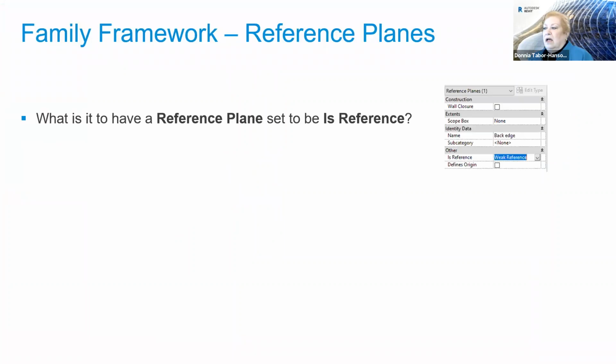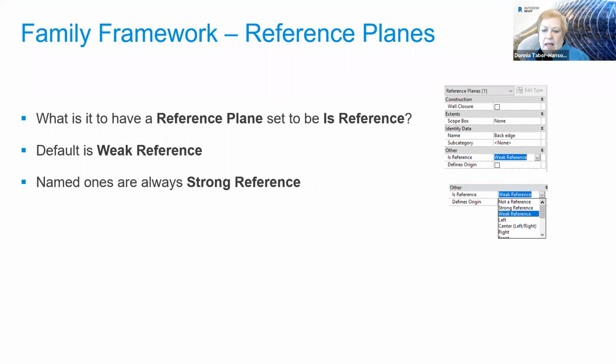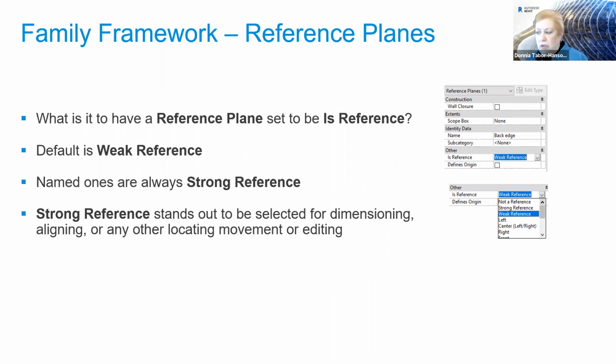Okay, so let's talk then about "is referenced." What is the difference in is referenced? The default is for things to be a weak reference unless you choose a name for them. The named ones are always going to be a strong reference: the back, the bottom, etc. that we were doing. But you can also select for something to be a strong reference.